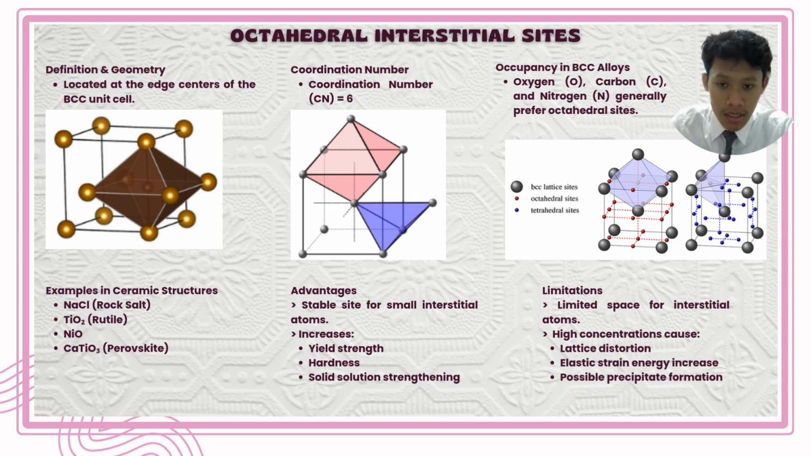And the advantage is that it makes a stable site for small interstitial atoms, which increases yield strength, hardness, and solid solution strengthening. And the limitation is limited space for interstitial atoms. A high concentration causes lattice distortion, elastic strain energy increases, and last but not least, possible precipitate formation. So the conclusion is that the octahedral site plays the most important role in BCC because it influences the mechanical strength and also the functions.